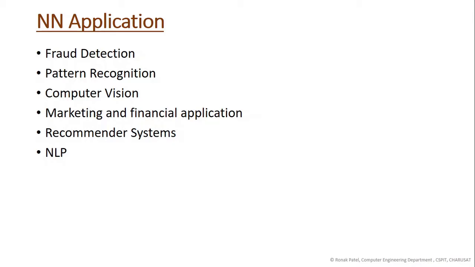So initially the neural network was there. But due to some limitations, because they require a lot of computation, it was not that popular. But after the introduction of GPUs and more processing power, the neural network got popularity, then deep neural networks, and then deep learning techniques.